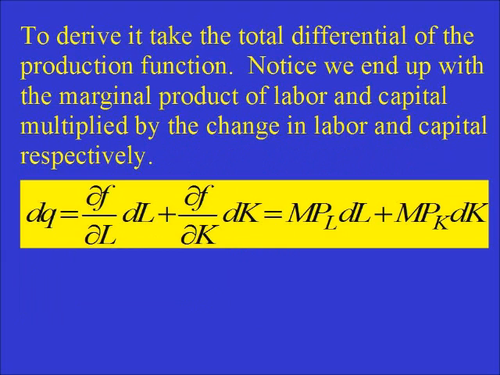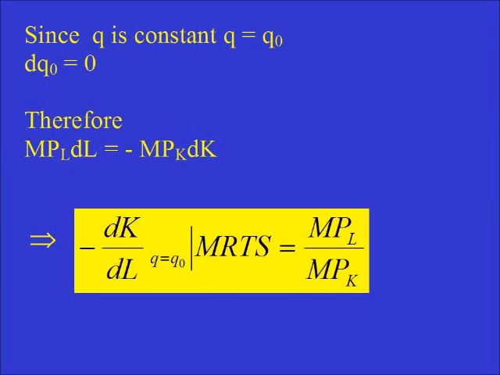To derive the marginal rate of technical substitution, all we have to do is take the total differential of the production function. Notice we end up with the marginal product of labor and capital multiplied by the change in labor and capital respectively. That is the marginal product of labor, dL, plus the marginal product of capital, dK. Since we are remaining on the same isoquant, Q is constant, therefore the change in Q is 0. So I can rewrite the equation as follows: the marginal product of labor dL equals negative the marginal product of capital dK.